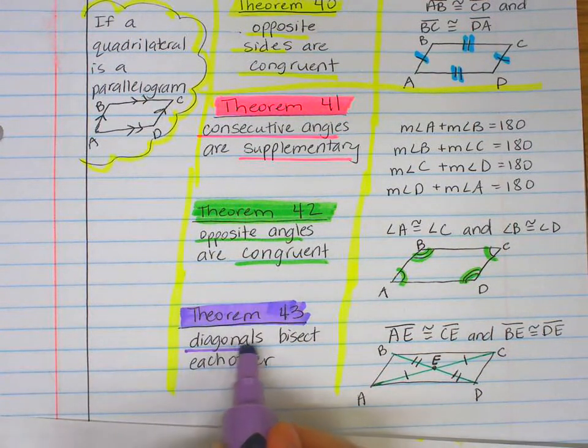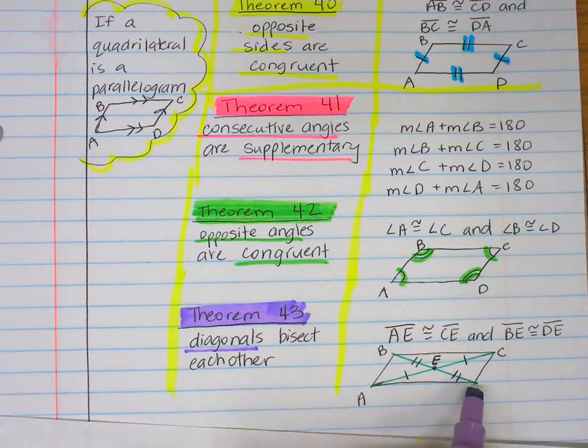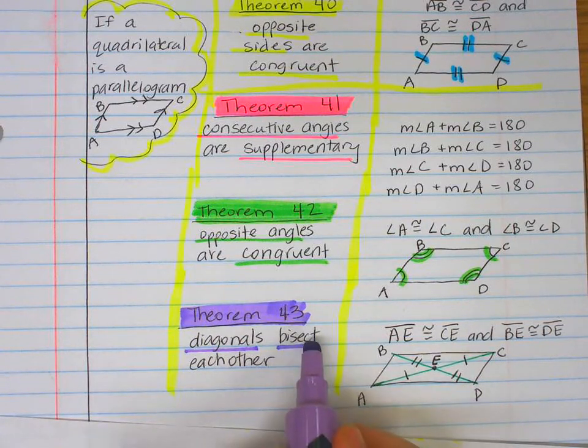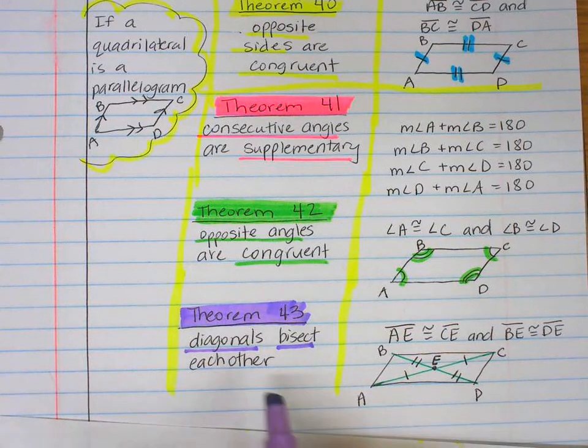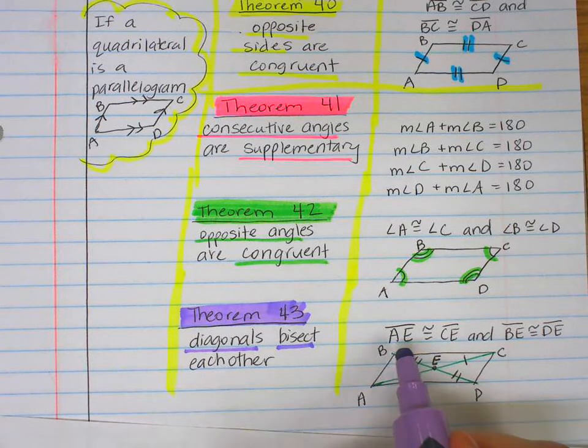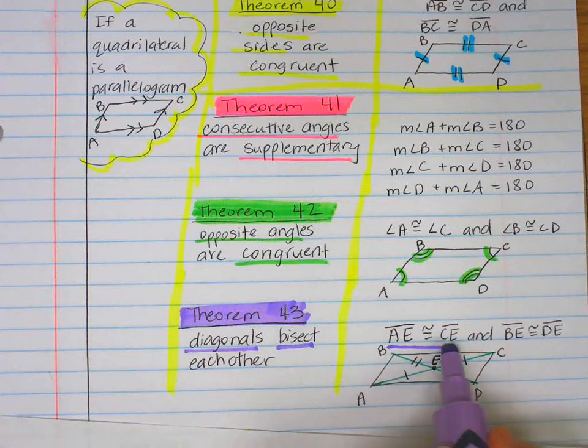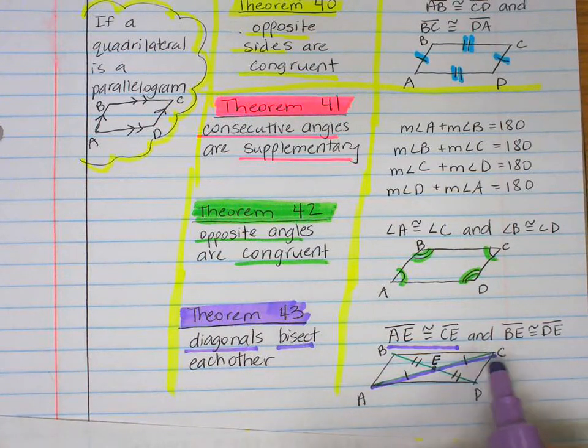The diagonals are the lines that go diagonally across. Bisect means they cut them in half. They make two equal parts or two congruent parts. So diagonals bisect each other. So that means each diagonal gets cut in half. So we have AE is congruent to CE. So that's this part in the middle. AE is congruent to CE right there. Those would equal the same.